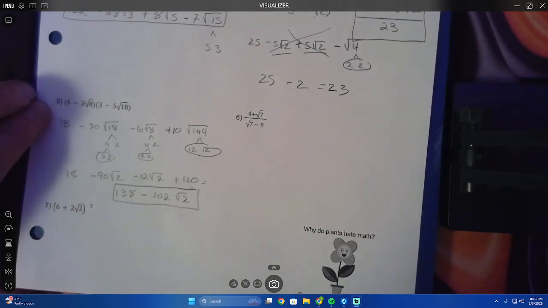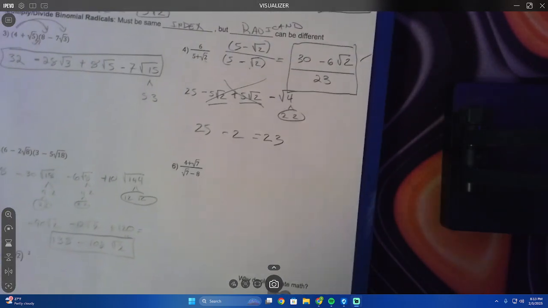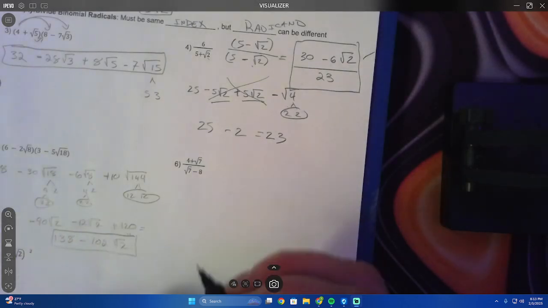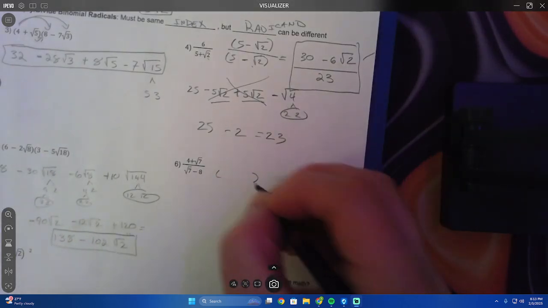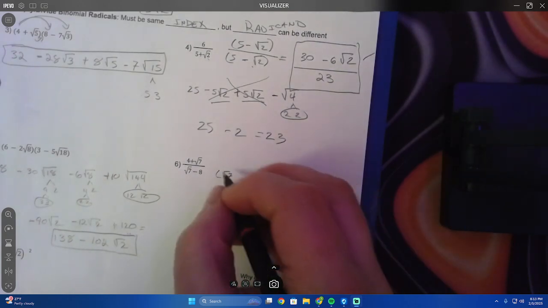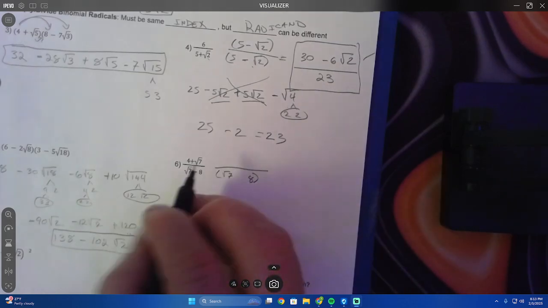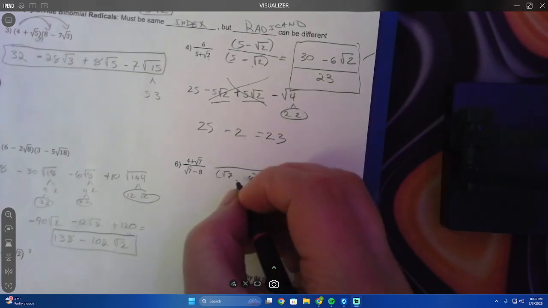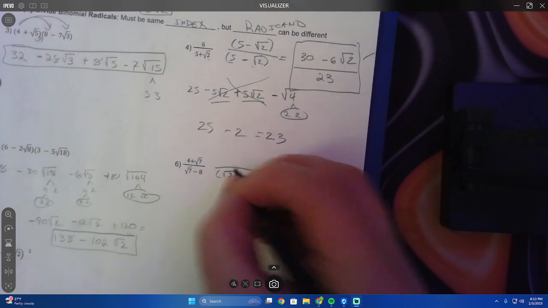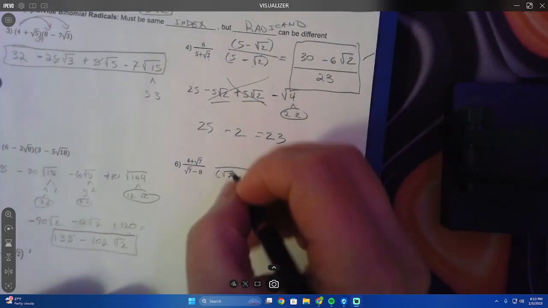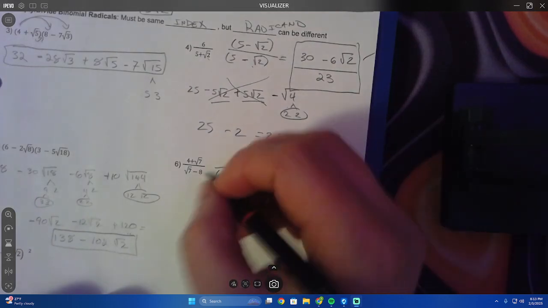All right, let's do another division problem. On this problem, I need to multiply by the conjugate. So the conjugate here, I just take the same numbers. So this is going to be square root of 7. This is going to be 8. But what changes is that sign in between. This is negative, so my conjugate is going to have a plus in between there. And what I do to the bottom of my fraction, I need to do to the top.